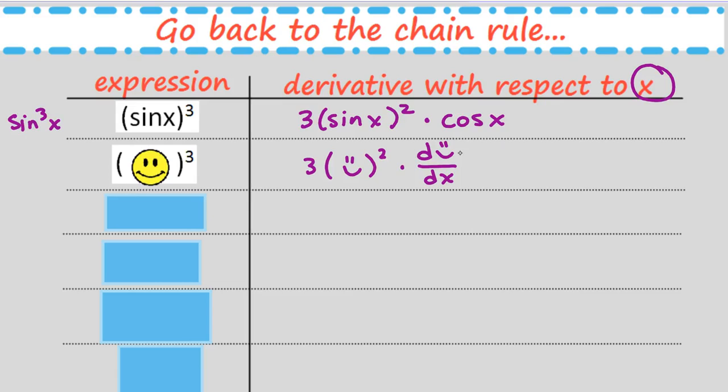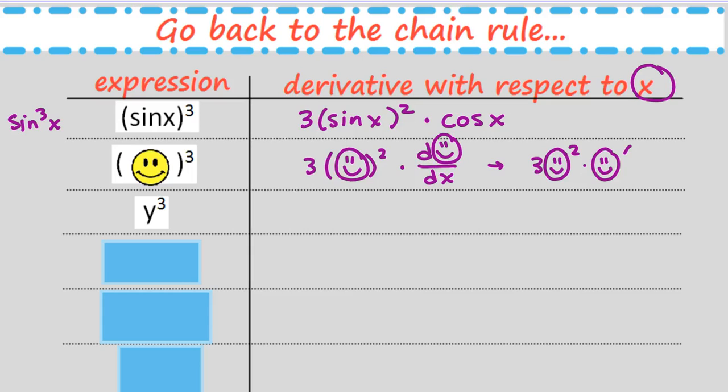Or if you want to write it in a different way, and I'm going to go ahead and put my circle around the face here, 3 smiley face squared times smiley face prime. See, instead of writing d smiley face dx, we can write smiley face prime just as a shortcut notation so that it takes up a little bit less room. So let's say we have y cubed. It's the exact same thing as smiley face cubed.